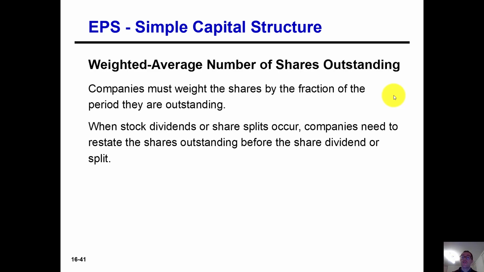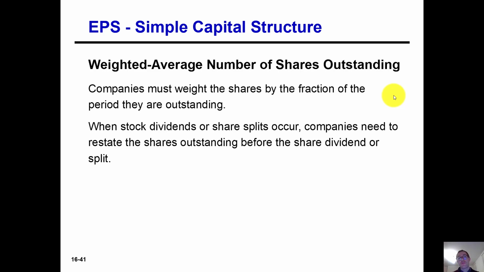So if you have 100,000 shares at the beginning of the year, and then say towards the end of the year, we'll say October 1st, for example, you issue another 100,000 shares, and so at the end of the year you have 200,000, you're going to weight the 100,000 by 9 out of 12, because that is the period that they were outstanding, 9 months out of the 12 months total. And you're going to weight the 200,000 by 3 out of 12, okay?